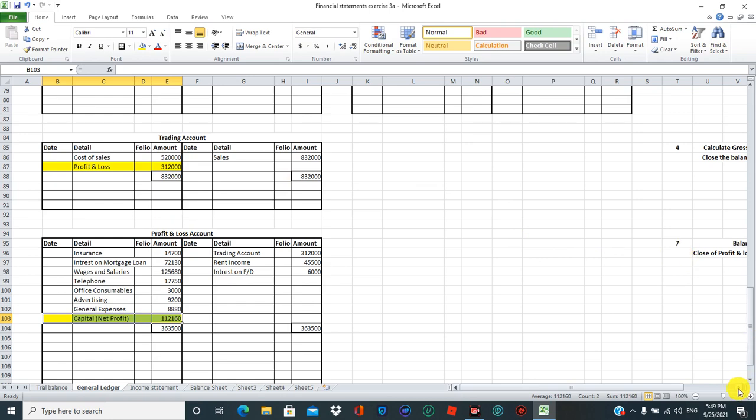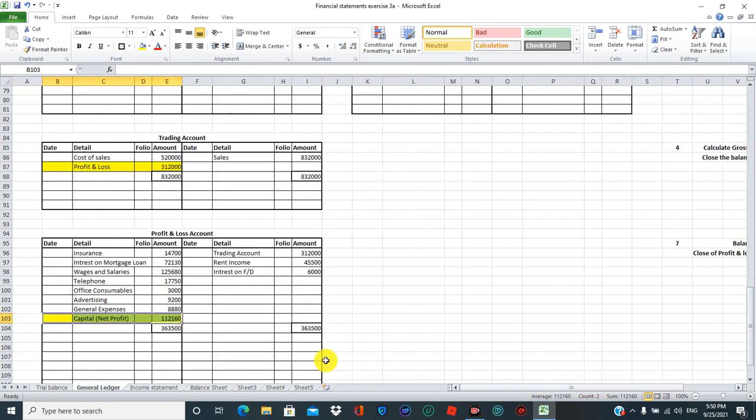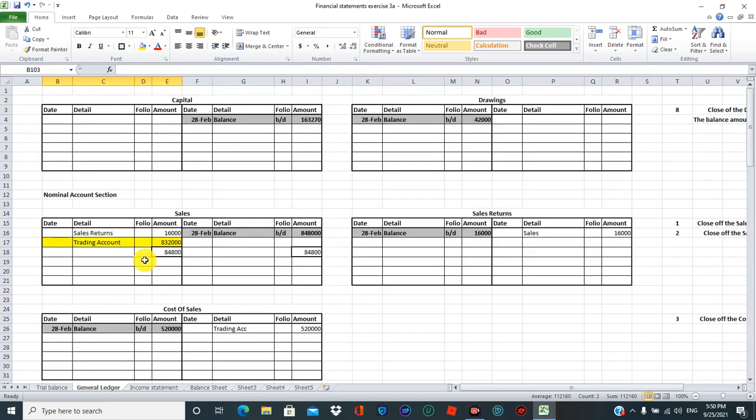So let's just check point number 7 again. Balance the profit and loss account. Close off the profit and loss balancing amount to the capital account. So now we have to take this balance and we need to take it all the way to the capital account. Okay, so remember it's a debit balance, so it goes to the credit side of the capital account. So here we go. And that'll be profit. This comes from the profit and loss. I should have just used my abbreviation, but it's fine. And that's 112160, right?